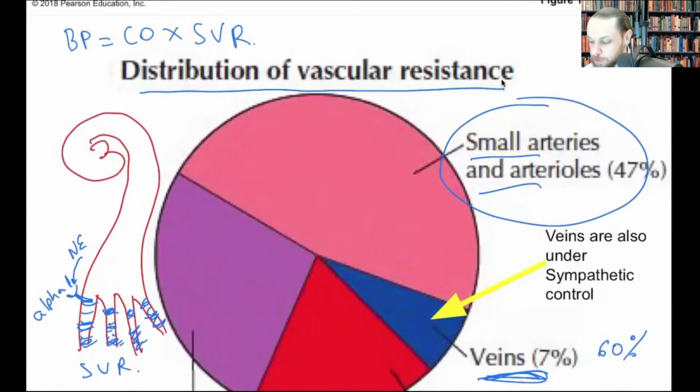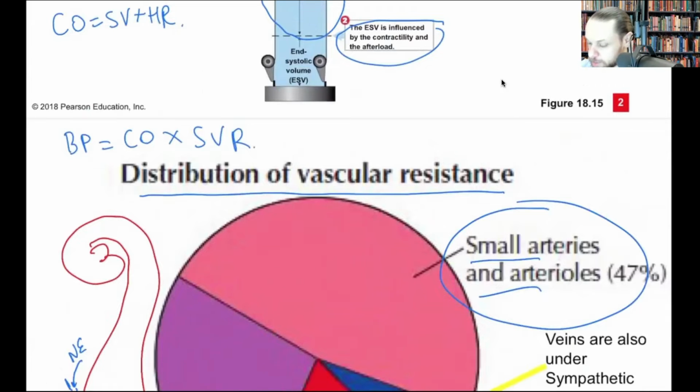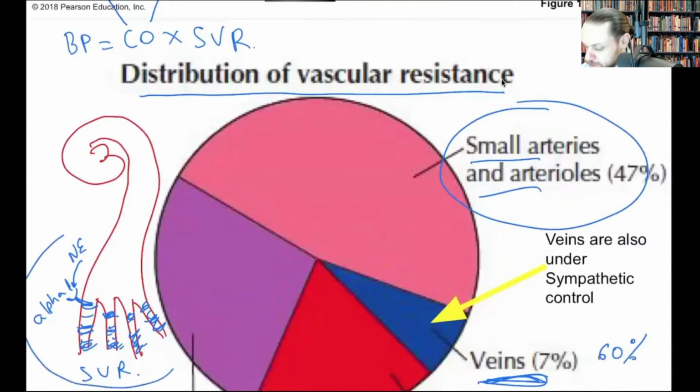So what is this formula all about? First of all, we know what cardiac output is. Cardiac output is heart rate times stroke volume. Systemic vascular resistance is this portion here, this alpha 1 response on the small arteries.